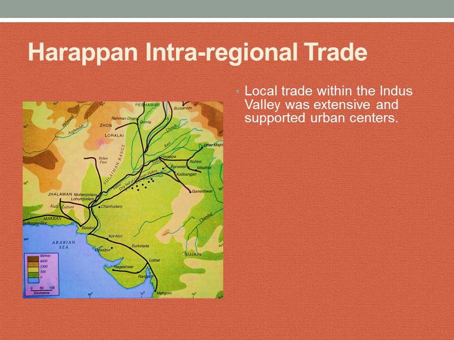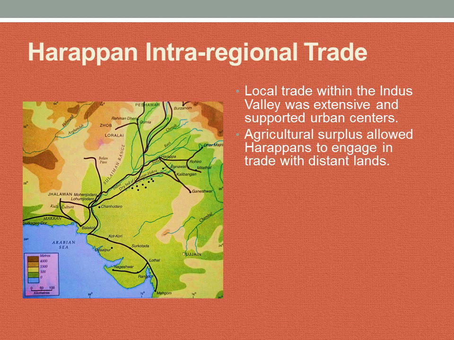Now almost all the sites were connected by tributaries of the Indus River. Hence there was a riverine trade. The boats used to go through rivers from one town to another and facilitate the exchange of goods and trading activities. Agricultural surplus allowed the Harappans to engage in trade with distant land.